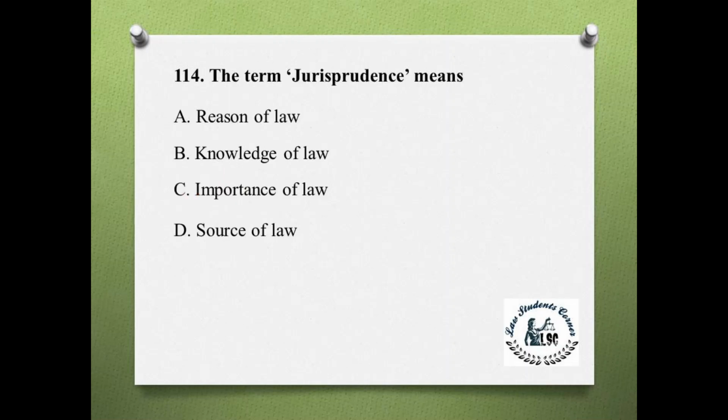Question number 114. The term jurisprudence means option A reason of law, option B knowledge of law, option C importance of law, option D source of law. Correct answer is option B knowledge of law.